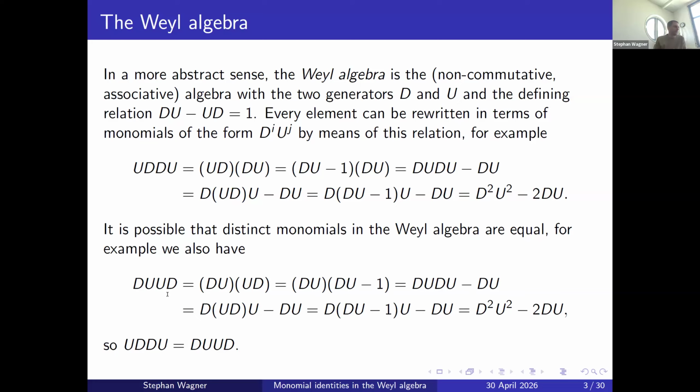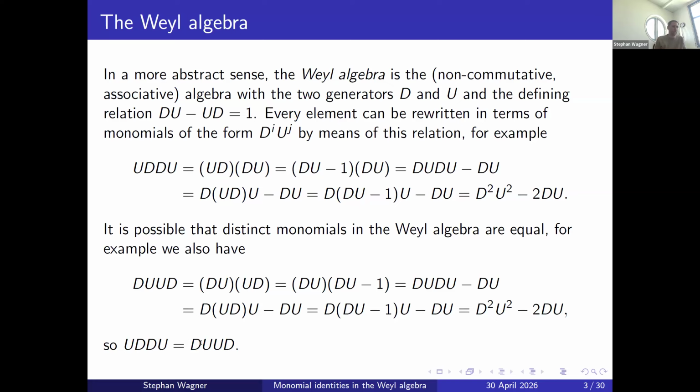If you think of differentiation and multiplication by x, what it says is if you multiply by x, differentiate twice, and multiply by x again, you get the same thing that you would also get if you differentiate, multiply by x twice, and differentiate again. You can try it out. It's not too hard to convince yourself that this actually works. So we have the relation uddu equals duud. And that's really where the questions start. So we have a non-trivial identity of two things in this algebra. And we might be interested in what other identities hold, how we decide whether a certain identity holds.